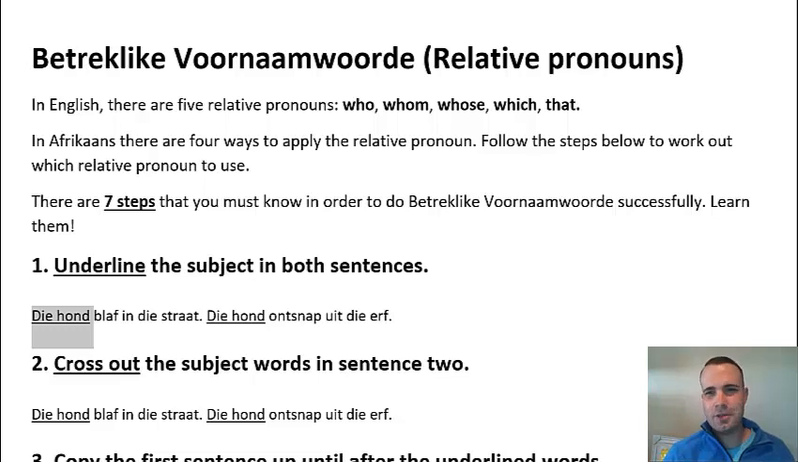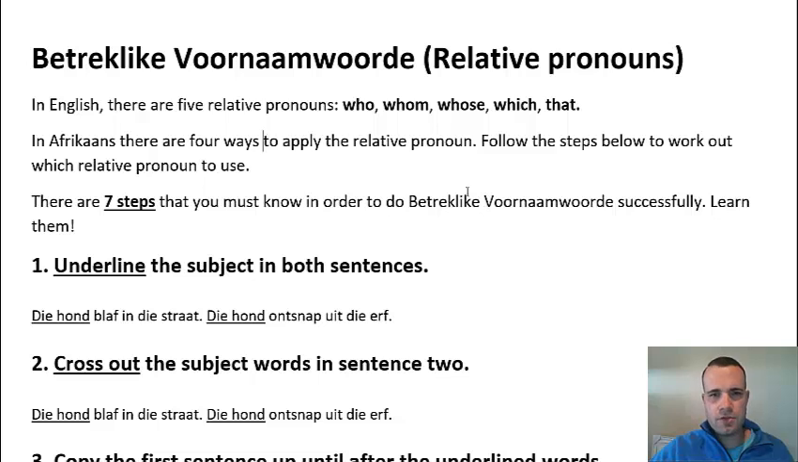Hello, we're looking at Betreklike Voornaamwoorde, or relative pronouns as they are known in English. These are the kind of words that we sometimes use to join two sentences. This is not conjunctions, don't confuse it with conjunctions. It's these kind of words: who, whom, whose, which, and that.